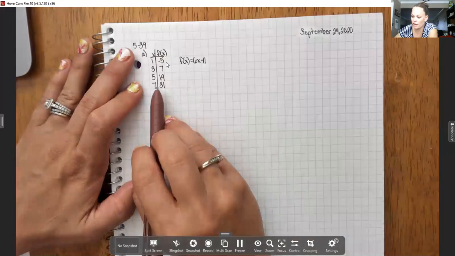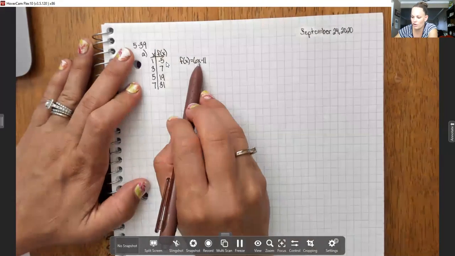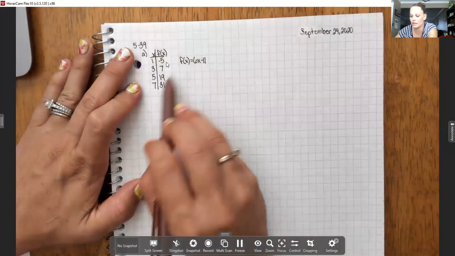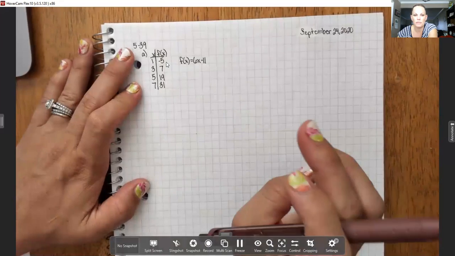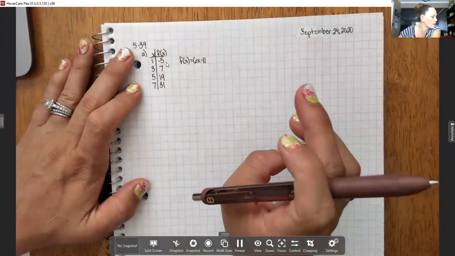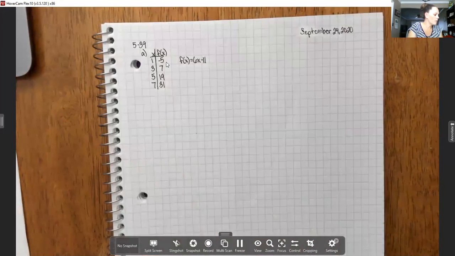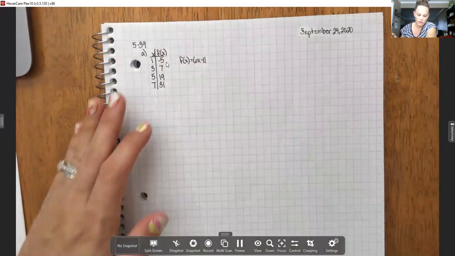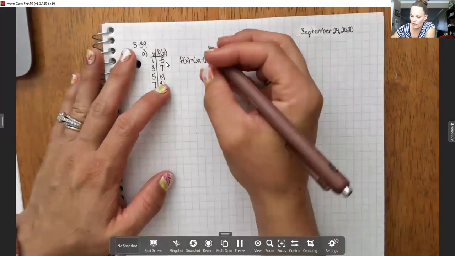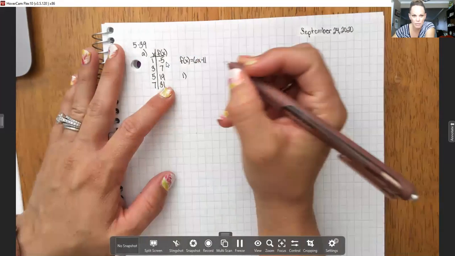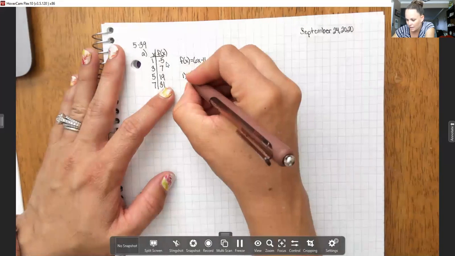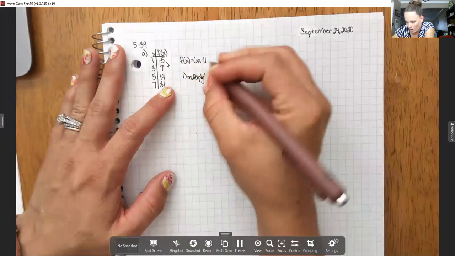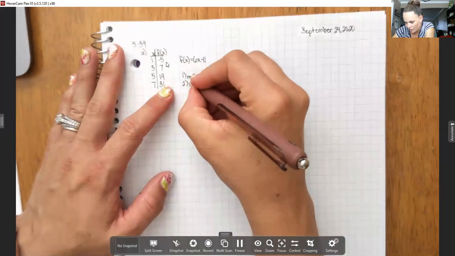You could check a point. 7 times 6 would be 42, minus 11 gives you 31. Plug in 5, 6 times 5 is 30, minus 11 gives you 19. So if we think about the steps here, the first step is multiply by 6. And then the second step is to subtract 11.